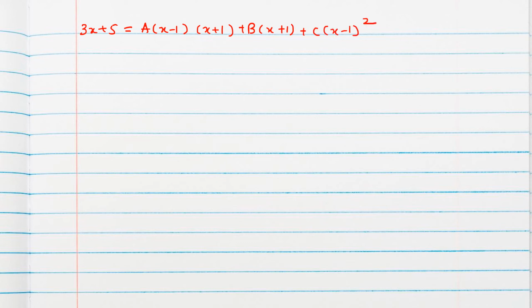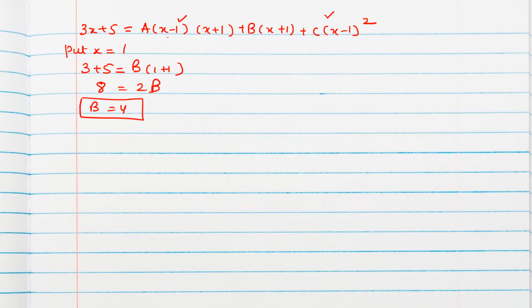Now if we put x as 1, the a term will go because 1 minus 1 in this bracket becomes 0, and the c term will go. We can find the constant b easily. So put x as 1. So 3 into 1 means 3 plus 5. Here this bracket will go, this bracket will go, b into 1 plus 1. So 8 equal to 2b, that is b equal to 4.